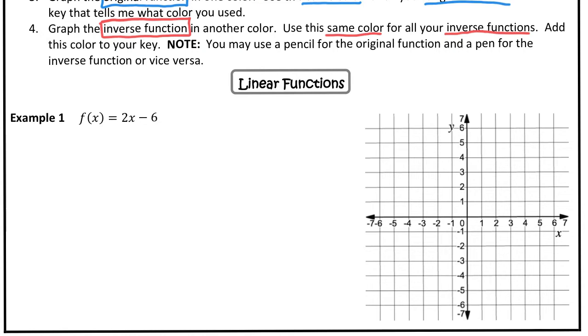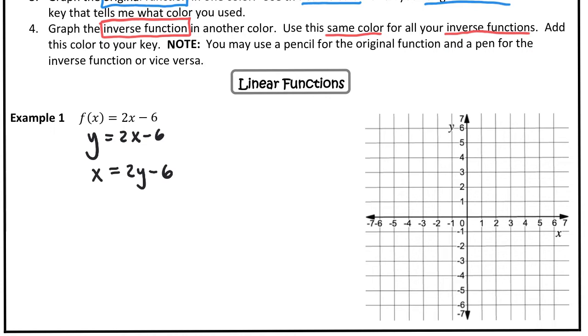Okay, so step one is find the inverse. If we use the steps from last class, let me use black. You change f of x to y. Then you switch x and y. Right? Step 1, step 2.